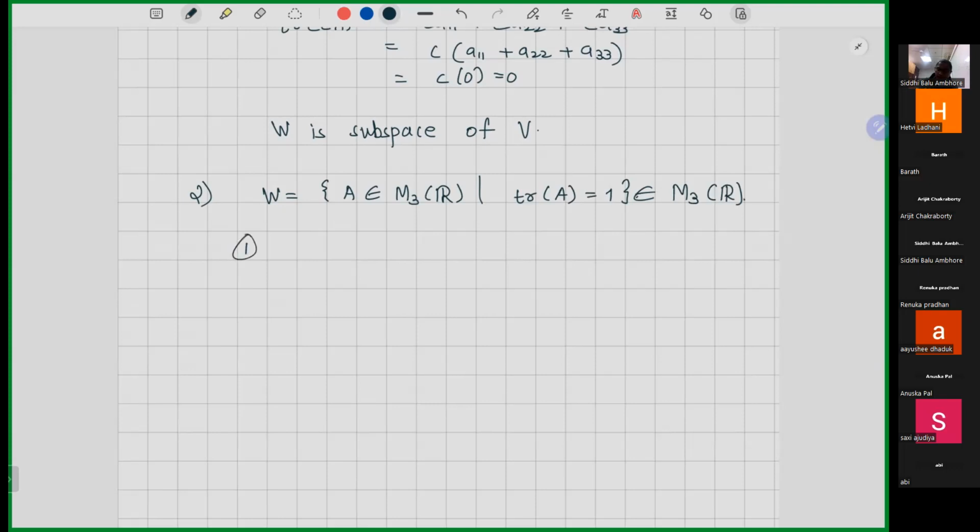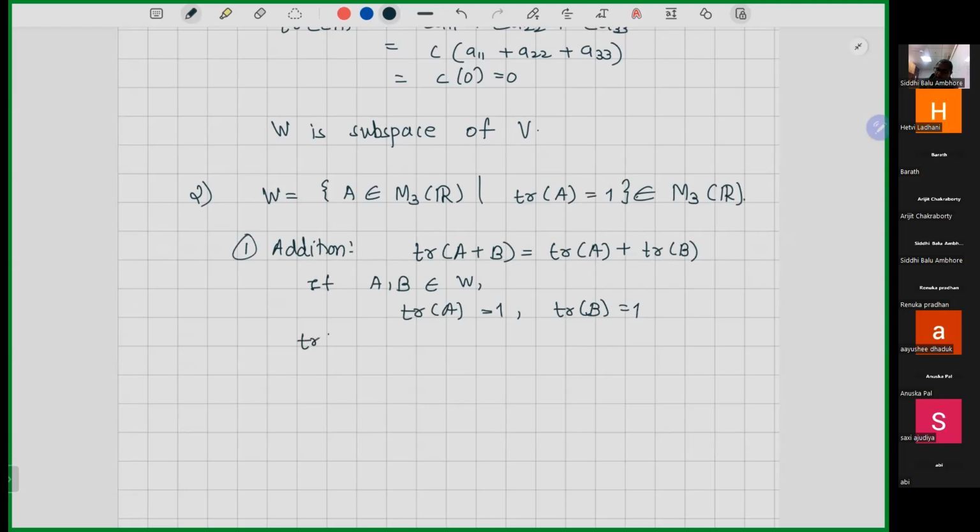So first we will do for addition. As Arijit had said, trace of A plus B was trace of A plus trace of B. So if we take A, B in W, then trace of A will be 1 and trace of B will be 1. But then in that case, trace of A plus B using this property is trace of A plus trace of B, which is 1 plus 1. But now it is 2, right?